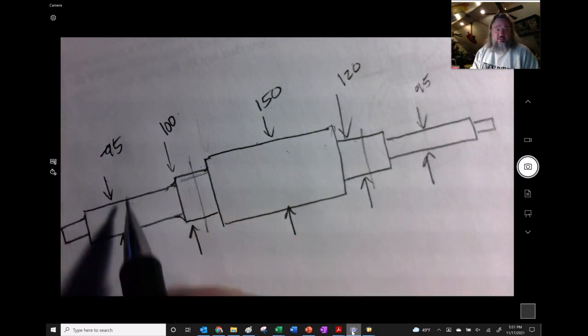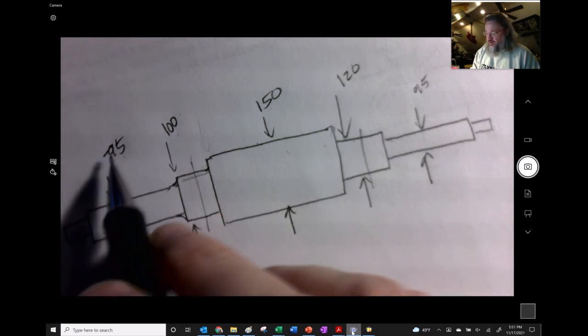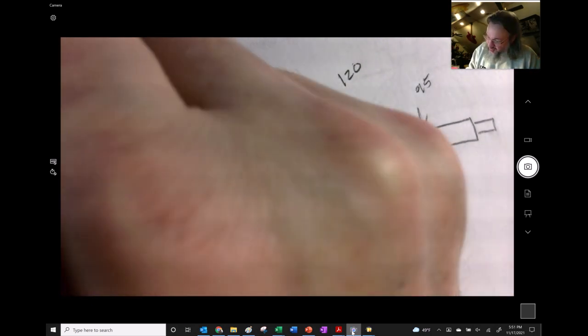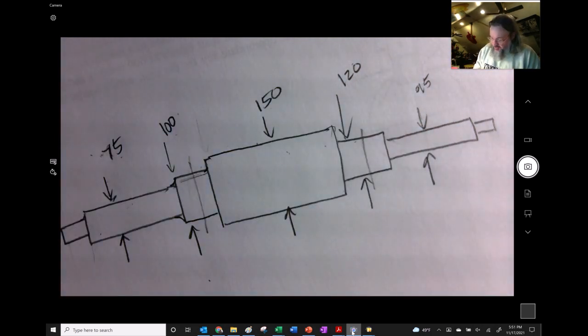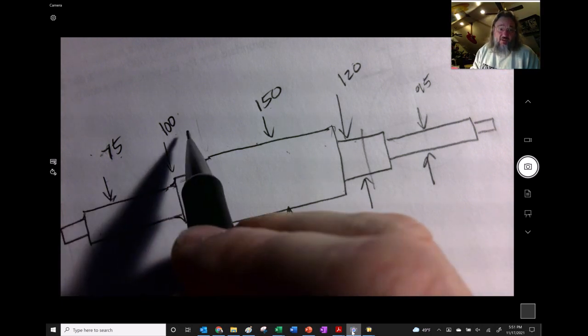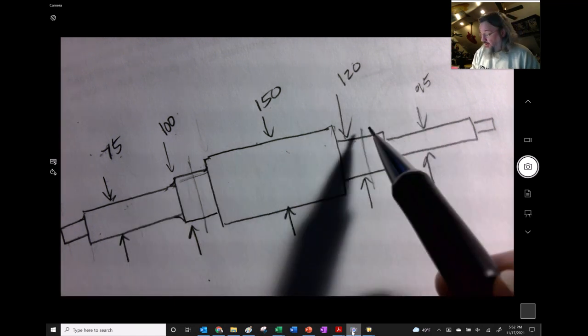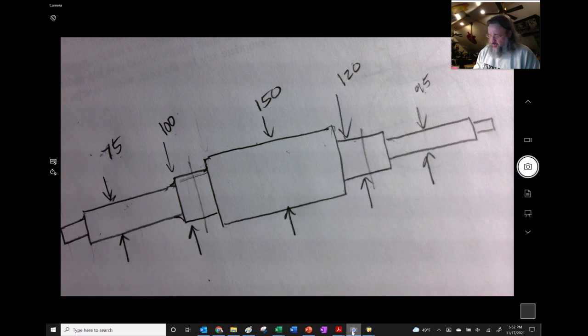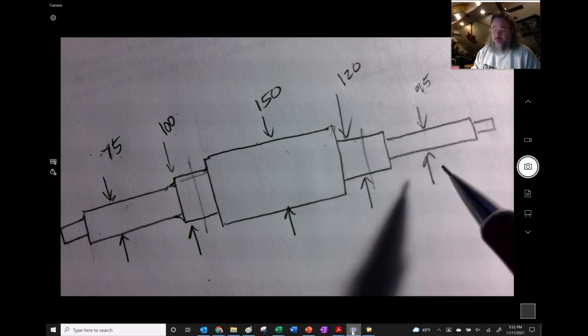But what about this next step down from this, 95 and 100? No, that's a 75. Sorry. That's a 75 and 100. So 75 divided by 100, nope, sorry, it's the other way around. 100 divided by 75 is 1.33, so this is fine right there. So we're okay. This is 95. What's 120 divided by 95? 1.26. So this is okay right here too.